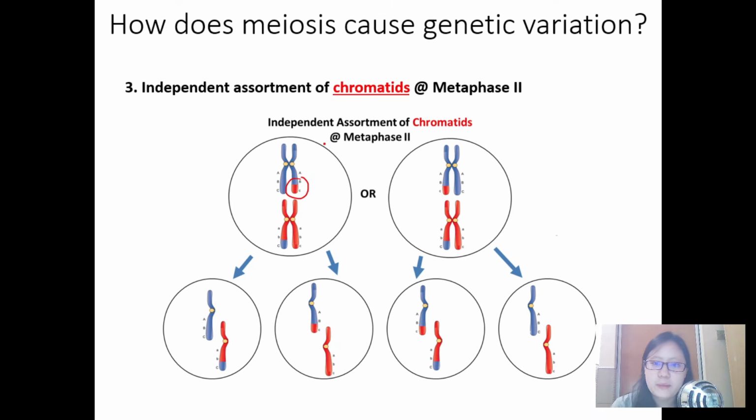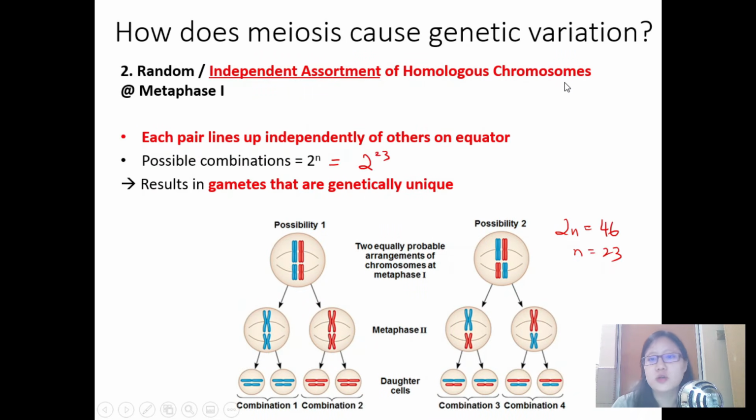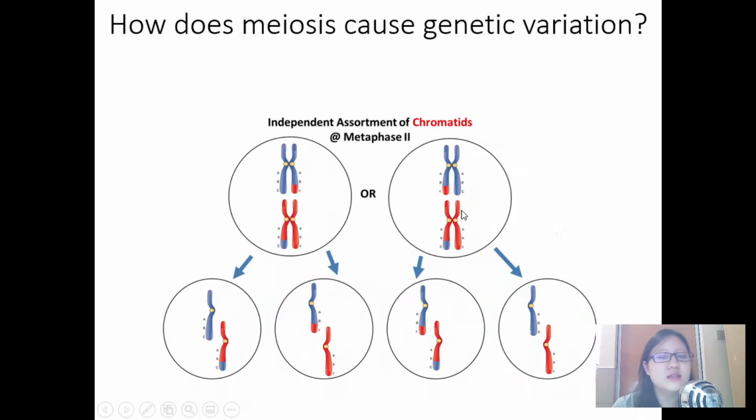But if it does happen, and then at metaphase II the chromosomes are arranged differently, this will also result in different gametes that you can see here. But again, if they ask you why meiosis causes genetic variation, your answer should be number one, crossing over, number two, independent assortment of homologous chromosomes, not chromatids, that happens at metaphase I. Okay, this is a side point.